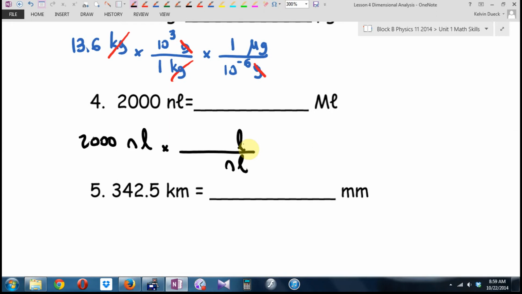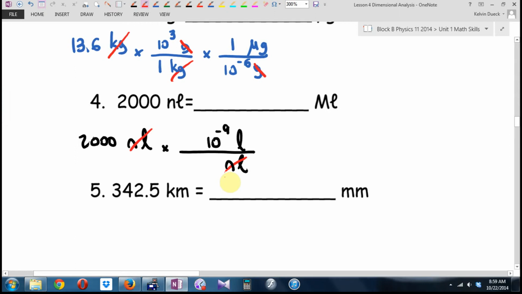Where does it go? Next to the base unit. In fact, if you're looking to remember where the power of 10 goes, what I'm really saying is that the little n on the bottom is the same as 10 to the negative 9. So this is nanoliters, but instead of writing the n, I wrote the power of 10 there. What I've just done is convert from nanoliters to liters: 2,000 times 10 to the negative 9.